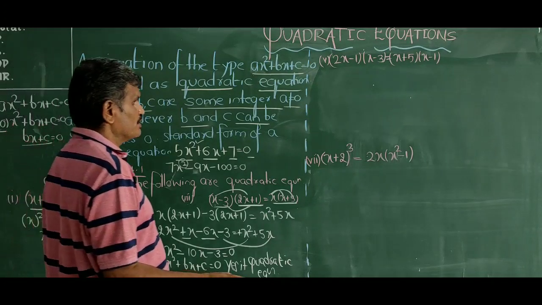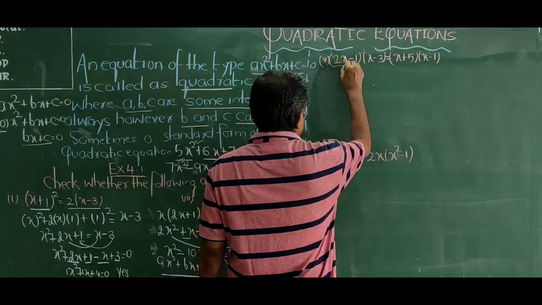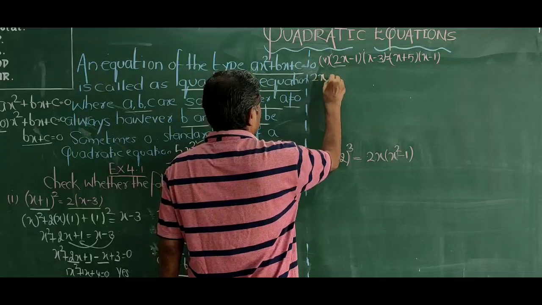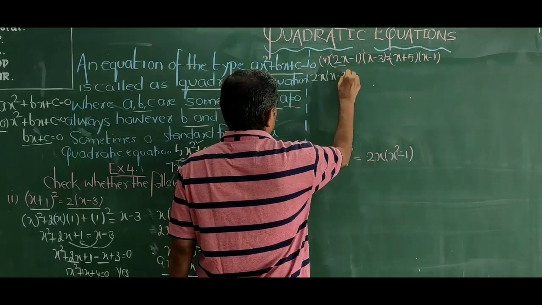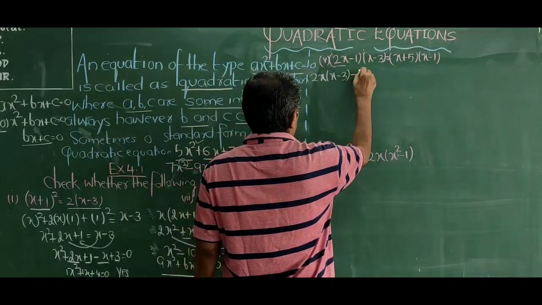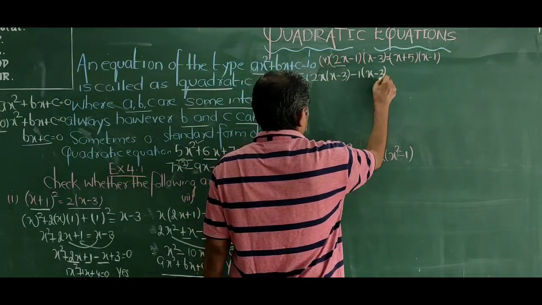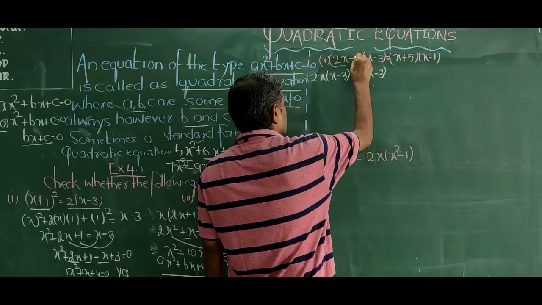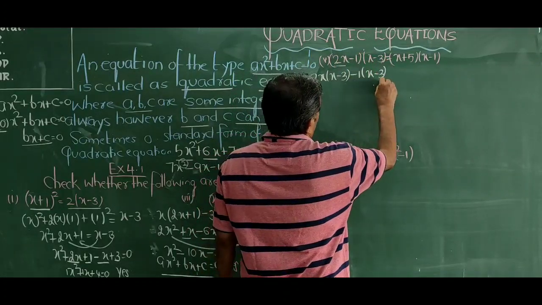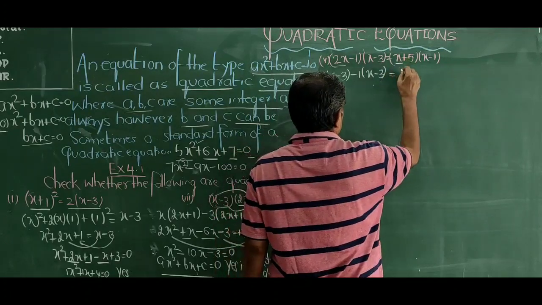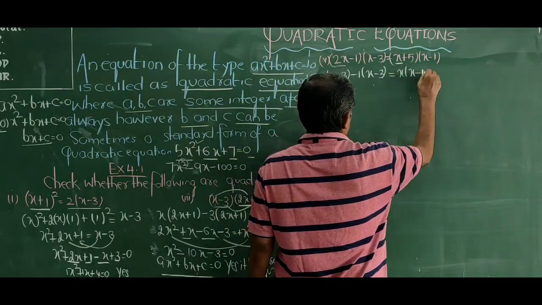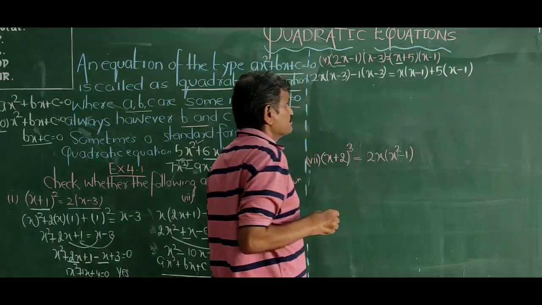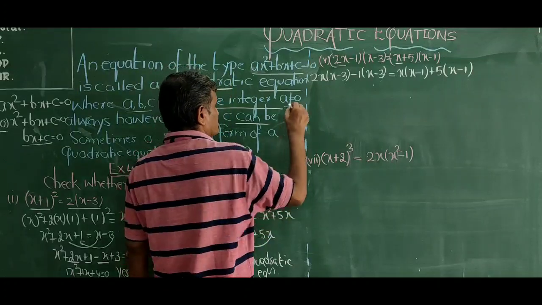Now let us take up the third equation. How to solve it? This multiplied by here, what is going to happen is 2x into x minus 3, and this is minus 1 into x minus 3. First term of the first bracket multiplied by the second bracket, second term of the first bracket multiplied by the second bracket. Now let us see what simplifications we get.